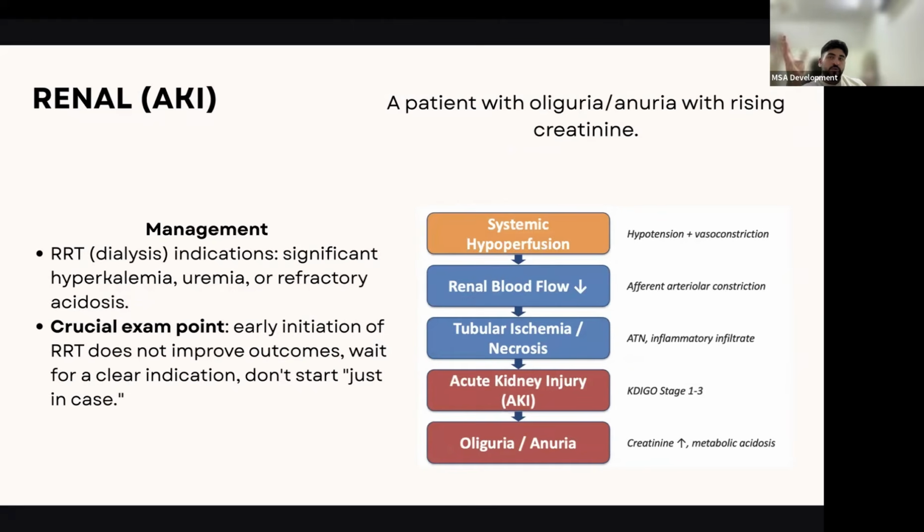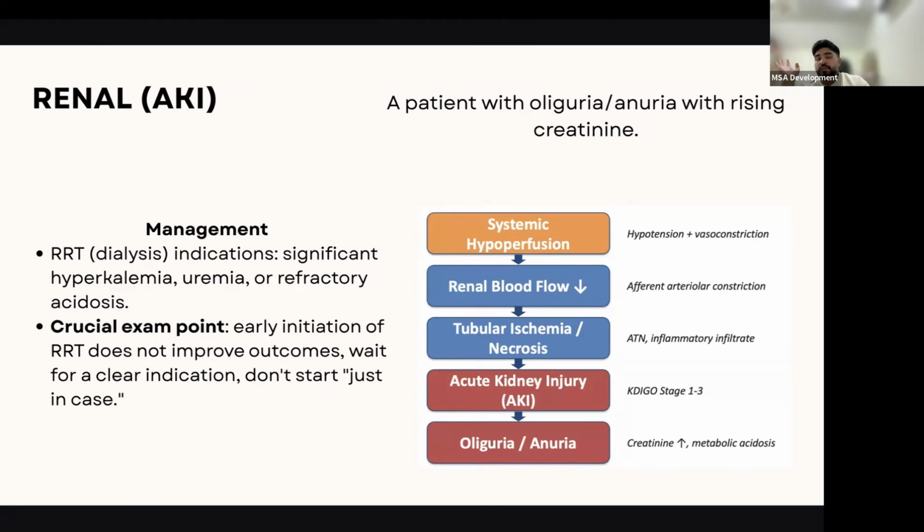in the past 24, 48 hours with rising creatinine levels. Okay. So here, of course, you're going to basically let the patient undergo dialysis as some sort of management. Okay. And you need to understand that early initiation of dialysis does not necessarily improve the outcomes. Okay, you need to wait for a clear indication that this patient actually needs dialysis. Is he hyperkalemic? Is he uremic? Or is he, for example, having some sort of refractory acidosis? Okay, he's not responding to medications. This is when you put him on dialysis. But that's not your initial step.